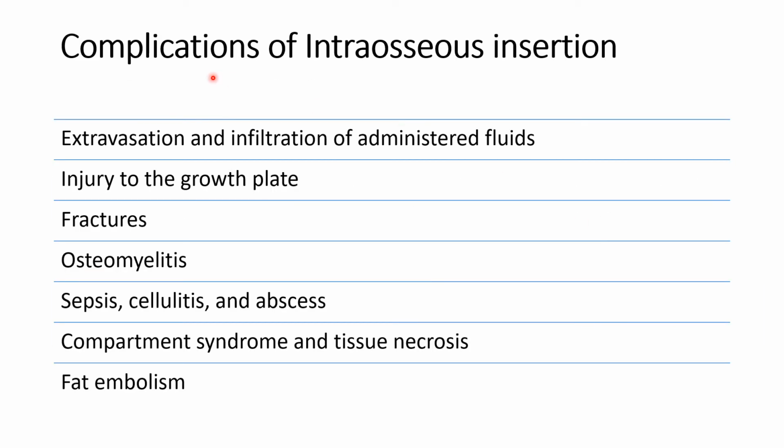What are the complications of IO insertion? Extravasation, infiltration of administered fluid can occur. Injury to the growth plate. So we have to keep in mind that we have to insert just 1 centimeter below the tibial tuberosity. Otherwise, damage to the growth plate can occur. Fracture can occur. Osteomyelitis, sepsis, cellulitis, abscess because of the infection can occur. Compartment syndrome and tissue necrosis can occur if there is leakage of fluid. Fat embolism is mentioned in the literature but not seen practically.